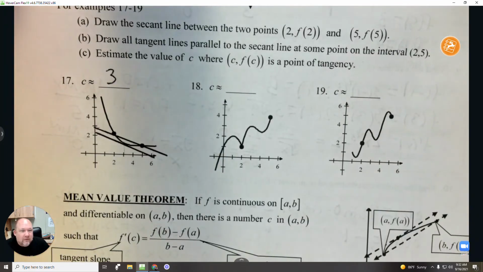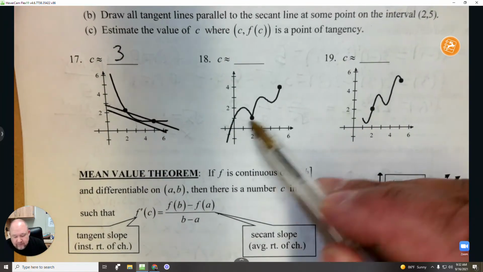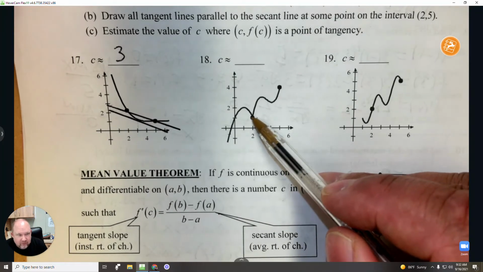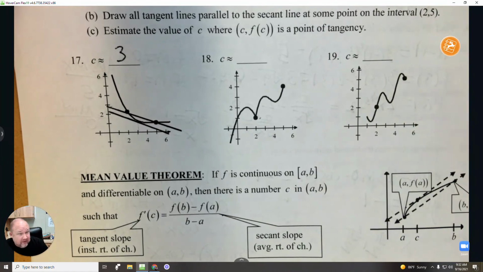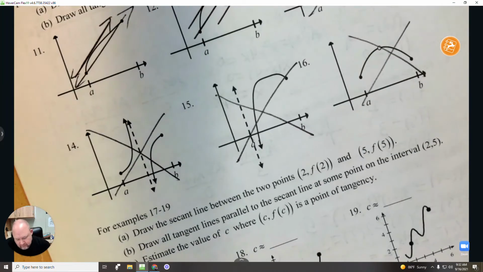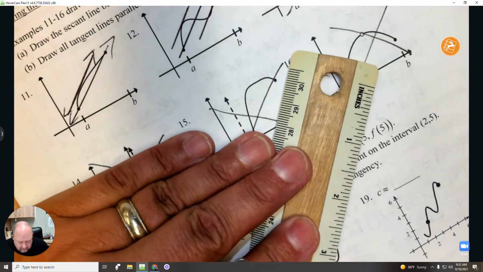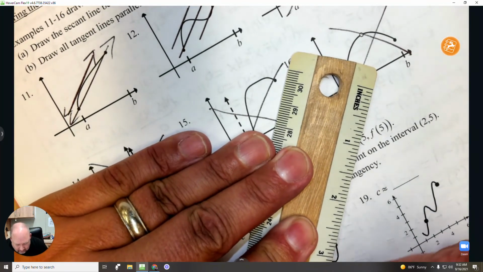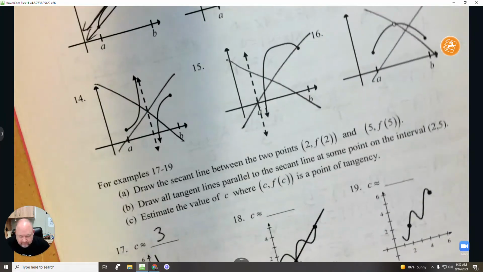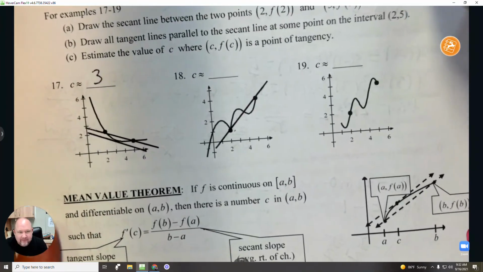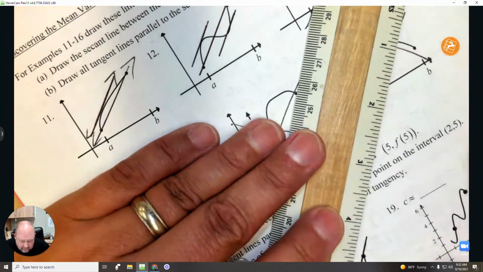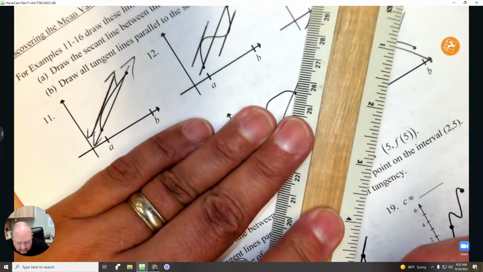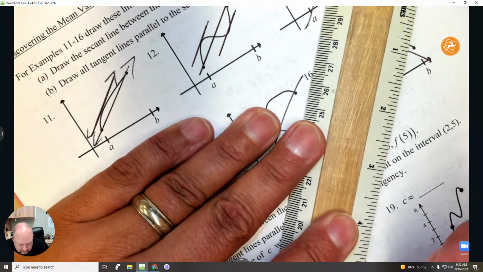If I look at number 18, from 2 to 5. So notice up to 2, we have a sharp corner, but from 2 to 5, it works. So we're only going to look from 2 to 5. It's continuous and differentiable. So from 2 to 5, first of all, connect these points. That's the AROC, the secant. And then I'm going to find where's the tangent on that graph, where it would only touch the graph at one point, but is parallel.